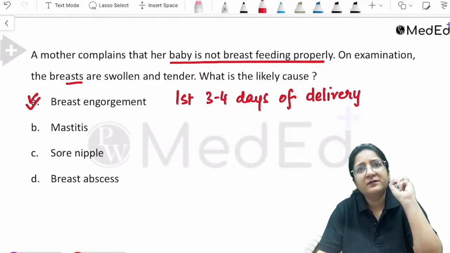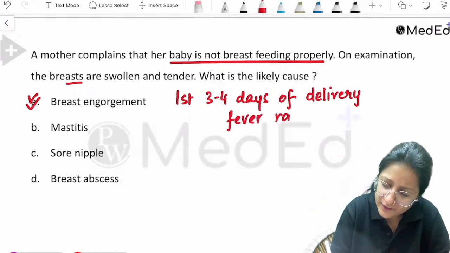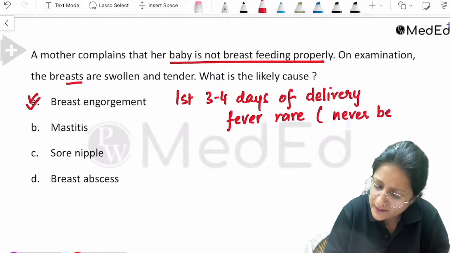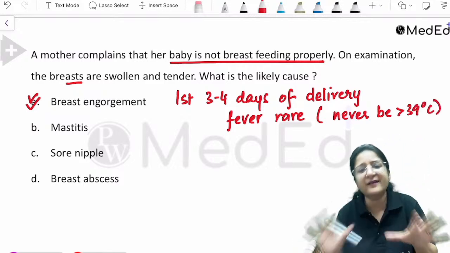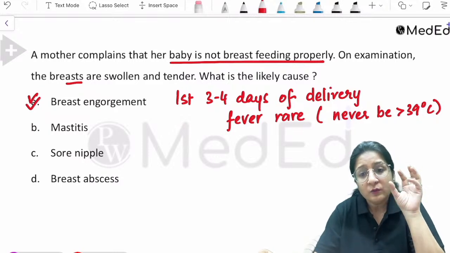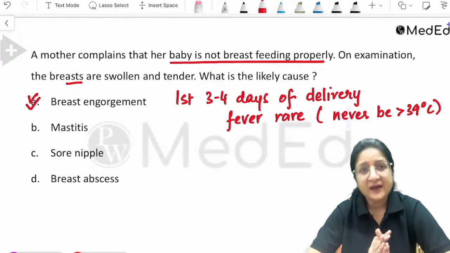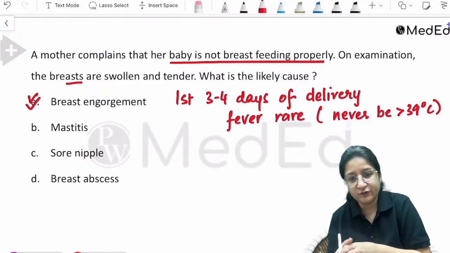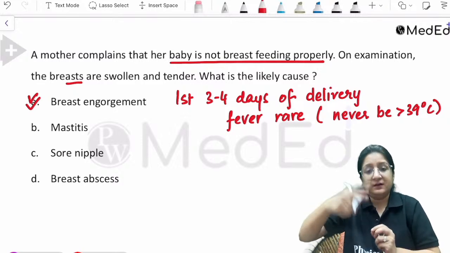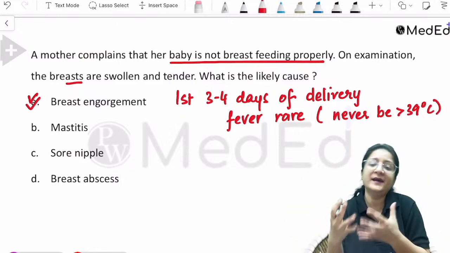Fever is very, very rare. Mild fever can occur, and if at all fever occurs, it will definitely never be more than 39 degrees Celsius. So fever very rarely occurs with breast engorgement. Mild can be there, right? So when the infant is having difficulty feeding, the breast gets engorged with milk. With engorged breast, feeding becomes painful for the mother. Baby also having difficulty in feeding again. So it's a cycle. Baby can't feed properly, breast get engorged. With engorged breast, woman will not be able to feed properly, and that is the issue.